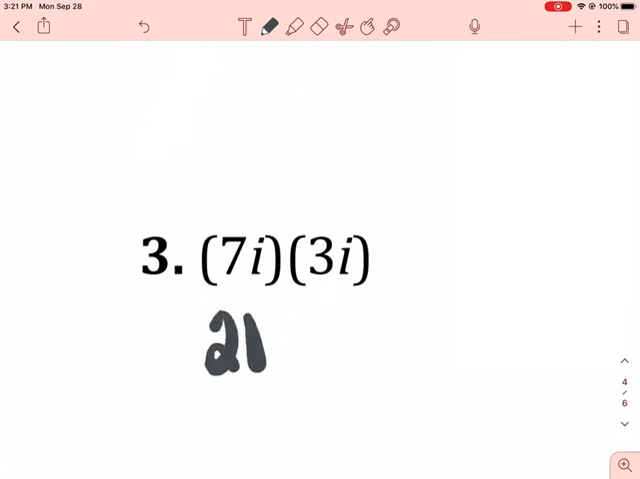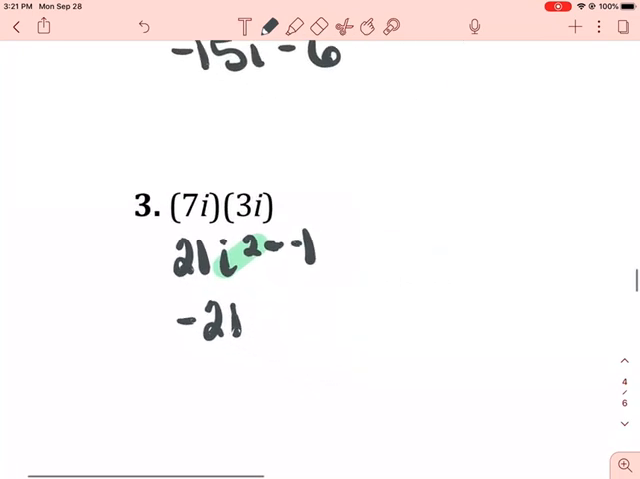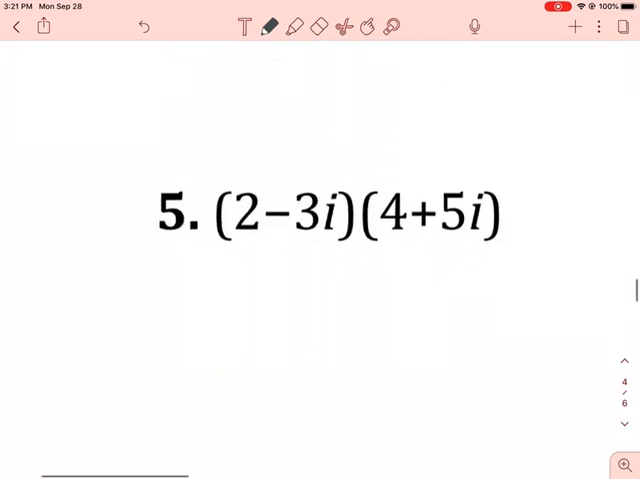Let's try another one. 21i squared is -21, because i squared is -1.